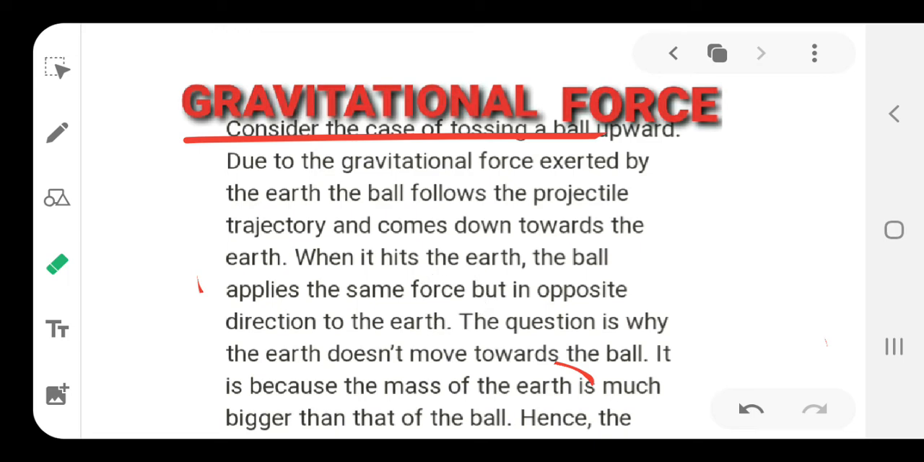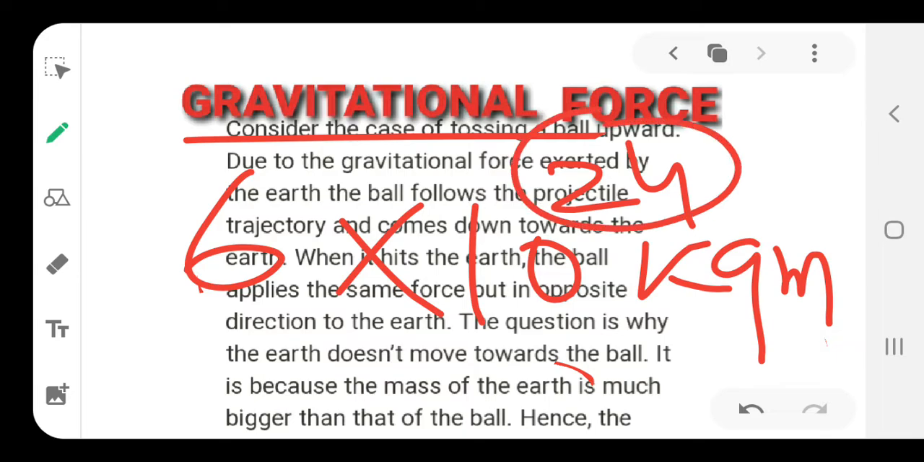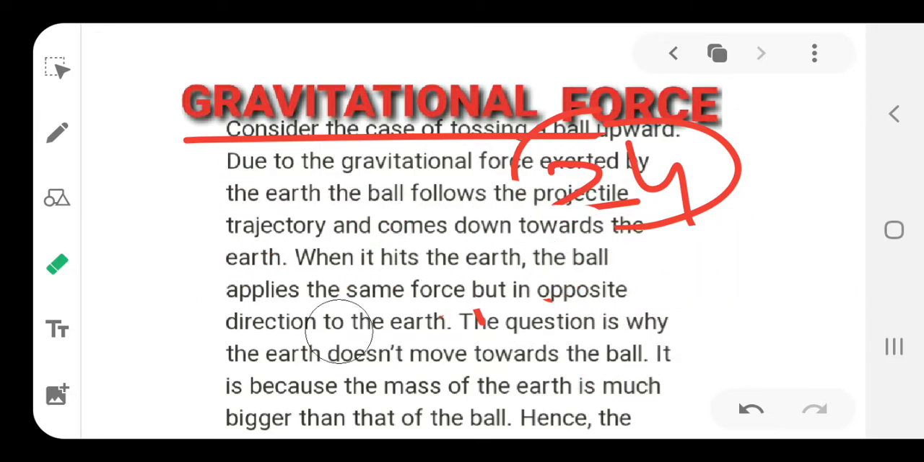I hope some of you know it. What is the mass of the earth approximately? You can say it is 6 times 10 to the power 24 kilograms. It is an unimaginable number for us, while the weight of the ball is how much? Just 50 or 100 grams, more or less. So you can't compare 10 to the power 24 kilograms to just 50 to 100 grams. That's why you will never find the earth going towards the ball. It will always be the ball that falls towards the earth.